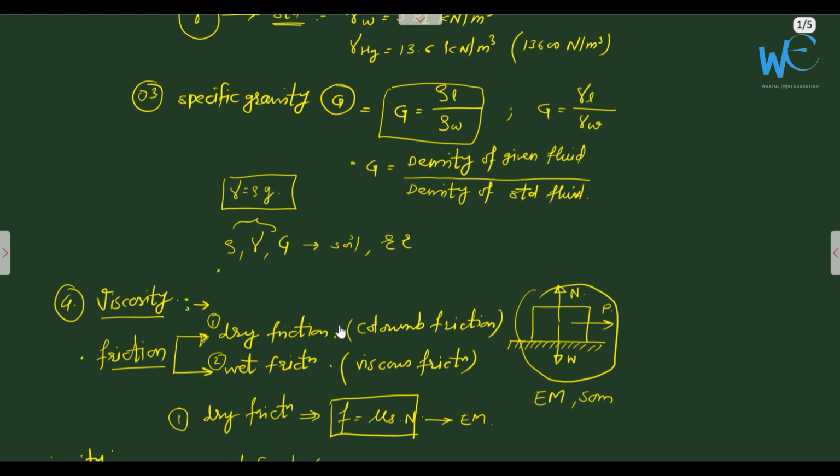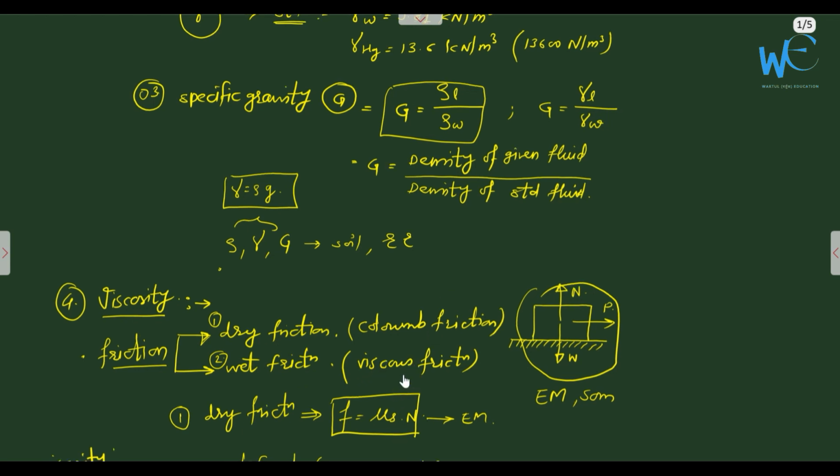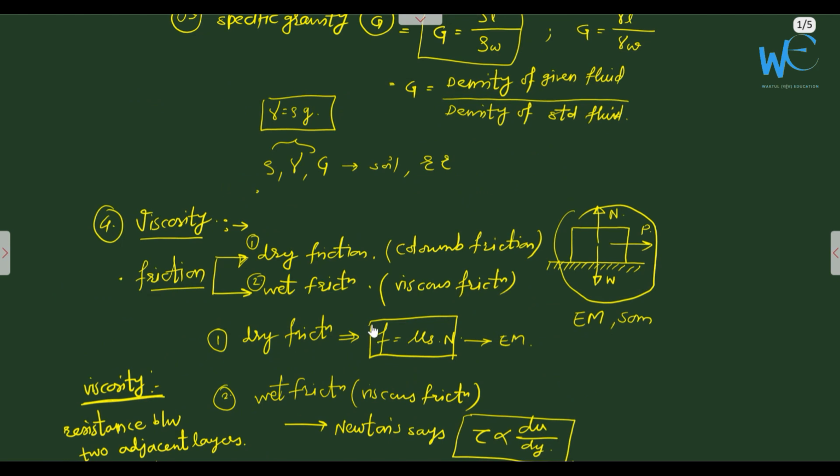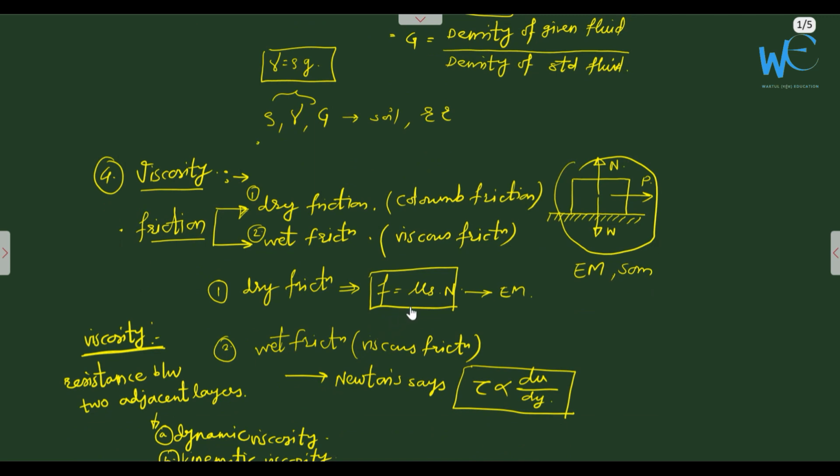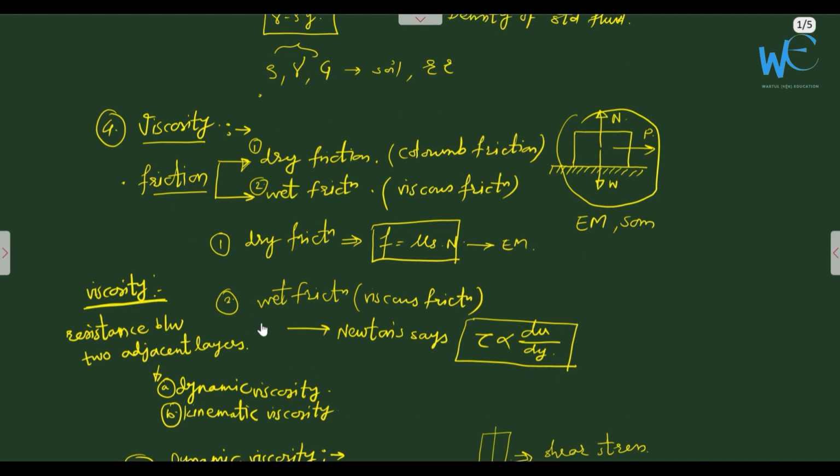So dry friction, Coulomb friction, we deal with in engineering mechanics, and wet friction, which we also call viscous friction, we are going to deal with in fluid mechanics. Dry friction has the formula we know, µs into N. If you can recall it properly, µs into N is in engineering mechanics. So in fluid mechanics, we have to study wet friction or viscous friction in detail.